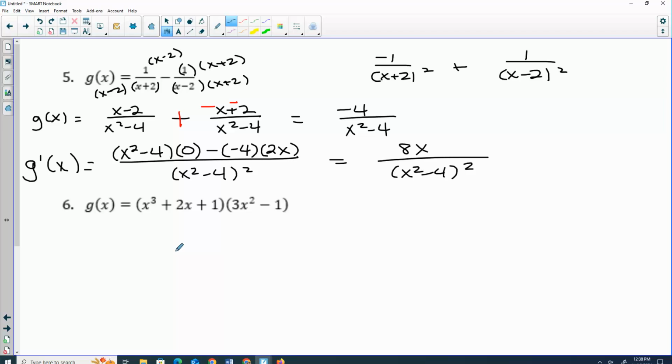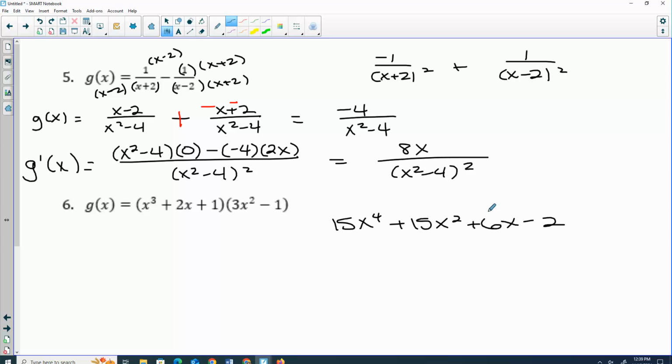I couldn't see it. Number 6, you have a choice. You can do product rule and then multiply out your answer, or you can multiply first and then you don't have to do product rule. Either way, you should get 15x to the 4th plus 15x squared plus 6x minus 2. Is that okay? Yeah, we could have foiled that first. Yep, you could if you wanted to.